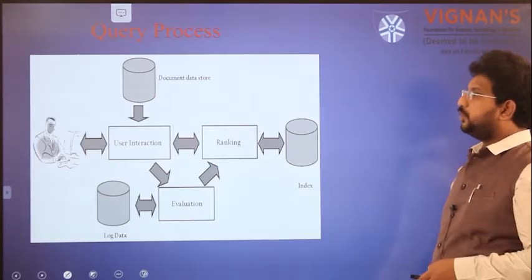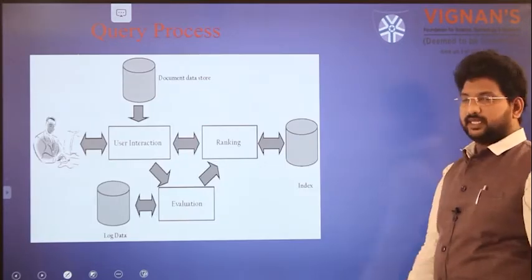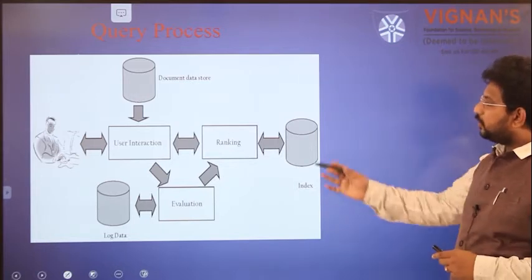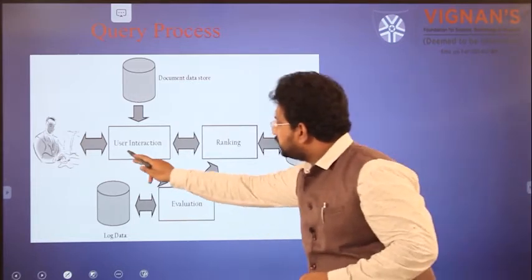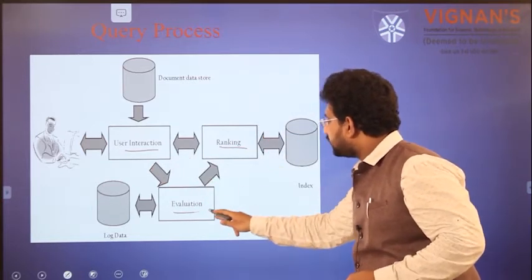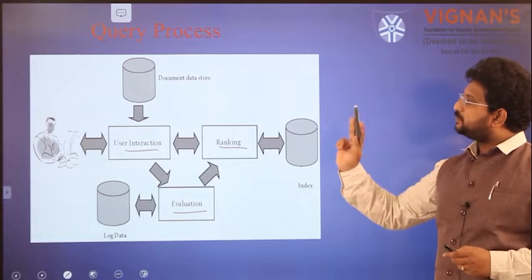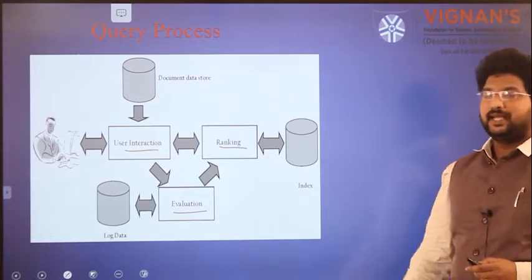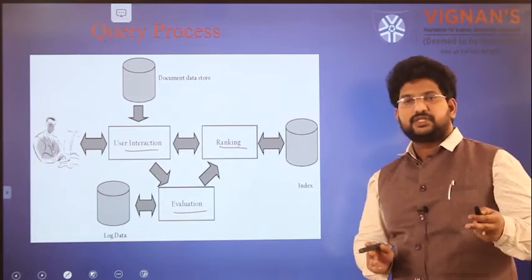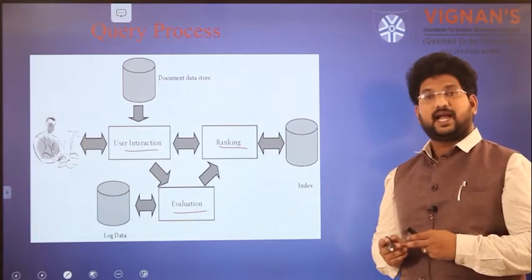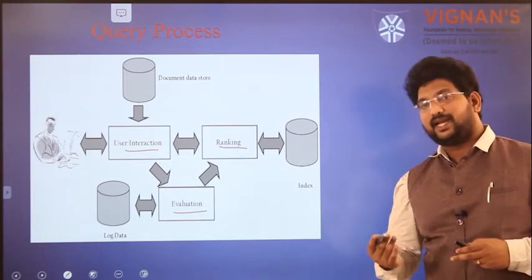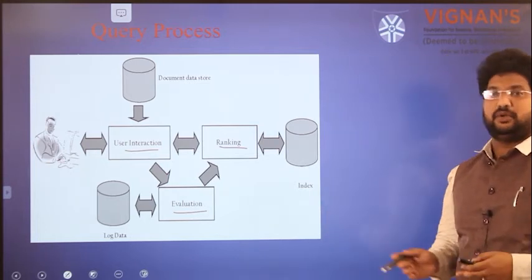Next, we are going to learn about the query process. If you see the diagram, you are able to find three more components: user interaction, ranking, and evaluation. I already told you, as part of the query process, it uses the structures given by the indexing process and the user's query to generate a ranked list of documents.